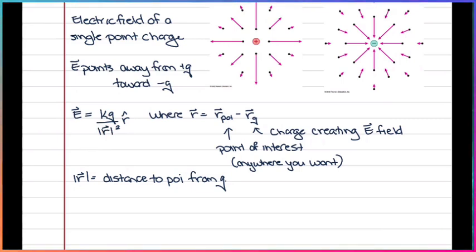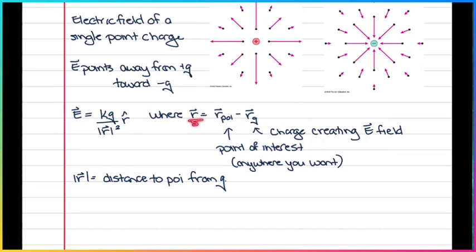Distance to what? This r vector is the distance from the charge to some point of interest. Before I was kind of writing r with a little empty spot. Here instead I'll write POI for point of interest, right? This is some location away from the charge that you're just curious what the electric field looks like there. So I could have some point here. What does the electric field look like there from this charge? And I could figure that out with this formula.